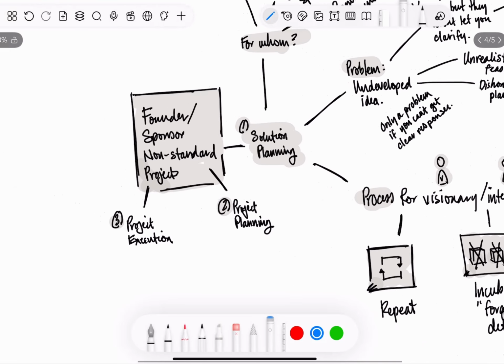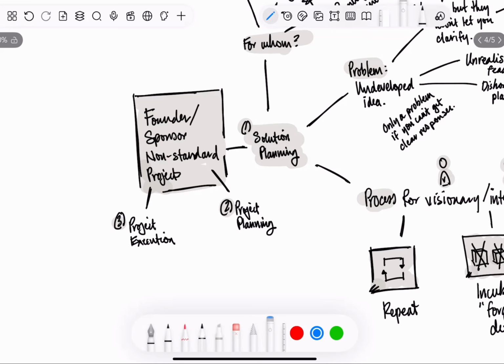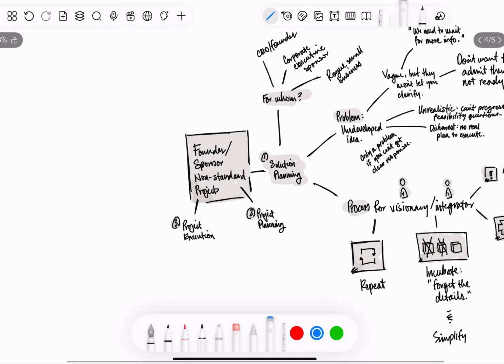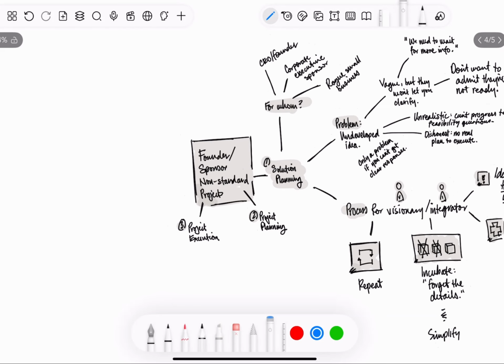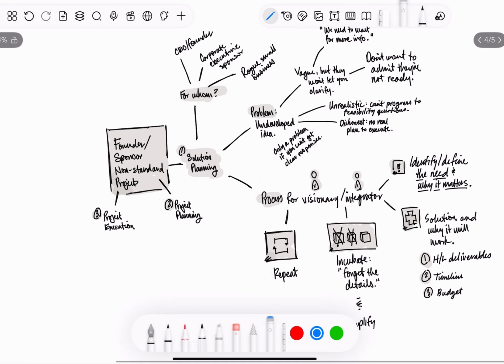And then project execution is a whole different thing. It's a slightly different skill set. But the whole point is the big areas in non-standard projects: solution planning, project planning, and then project execution. And then the creative process works really well by defining the problem really well, and then following this process for creating the high-level tasks and incubating the project at a high level so that it's ready to move to project planning.